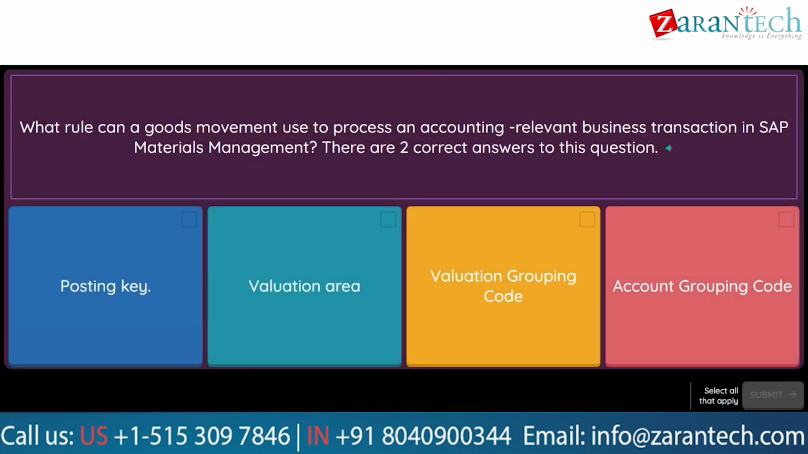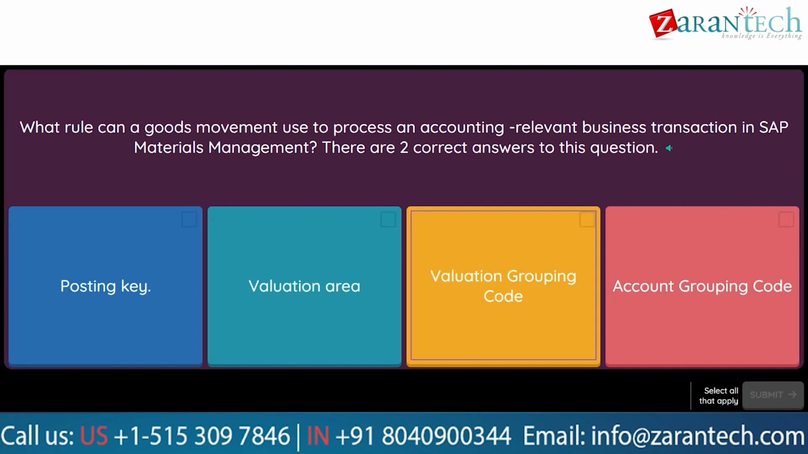Question: what rule can a goods movement use to process an accounting relevant business transaction in SAP Materials Management? There are two correct answers to this question. Option 1 Posting key. Option 2 Valuation area. Option 3 Valuation grouping code. Option 4 Account grouping code.